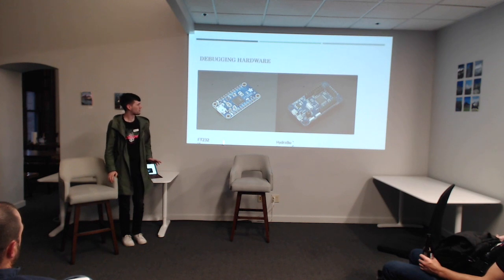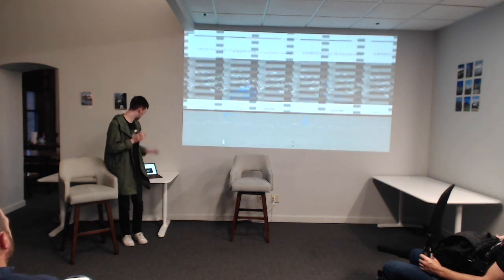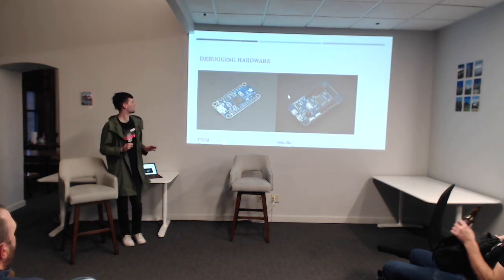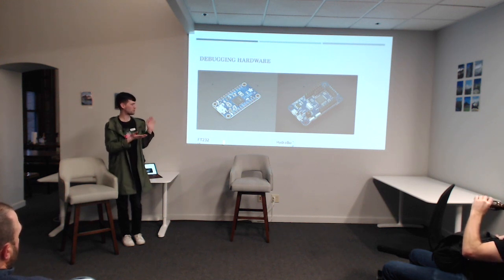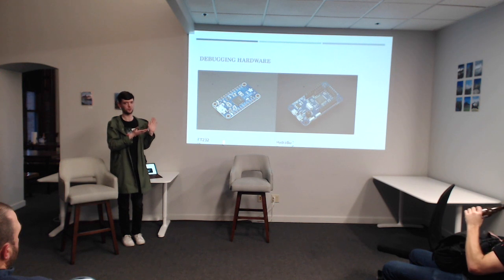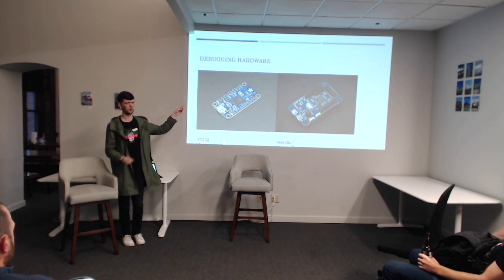So now we'll get into more practical, like how to actually do things. For debugging hardware, these are basically the two chips I would recommend, for DIY, to communicate to a device. There's the FT232H, which is about $20.